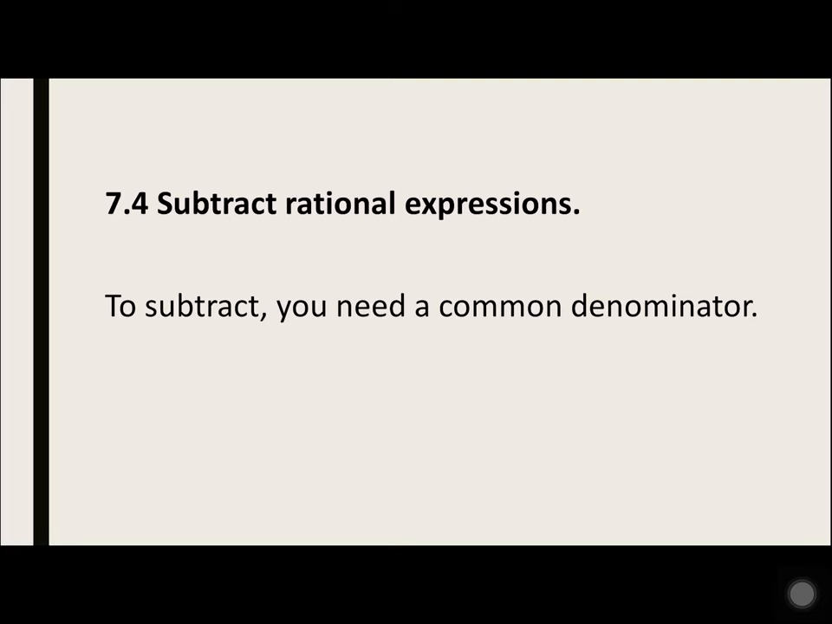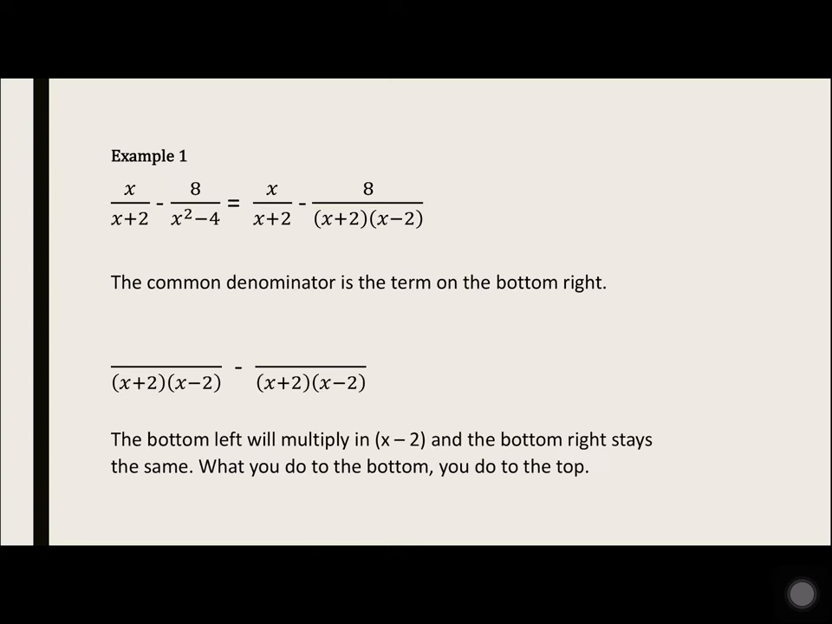7.4 Subtract rational expressions. To subtract, you need a common denominator. Example 1, x over x plus 2 minus 8 over x squared minus 4. You can't factor the left, but we're going to factor the right. X squared minus 4 is a difference of squares. X plus 2, x minus 2.